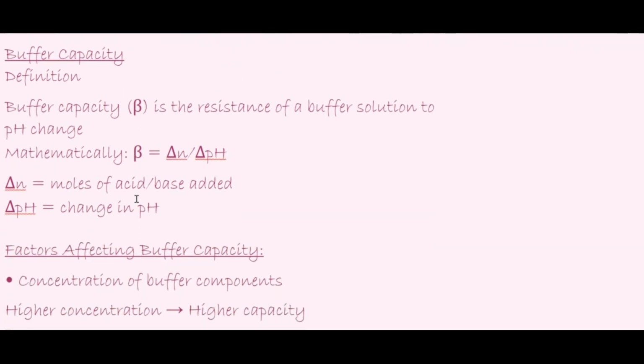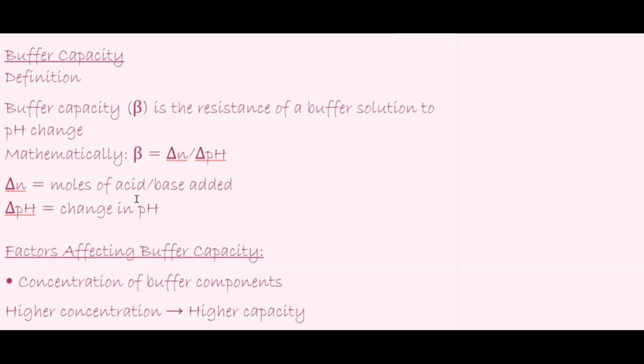Then buffer capacity. Let's say I'm having a buffer, and I'm adding acid or base. I told you the buffer will maintain its pH. However much it can resist, at one point of time it should show the real pH, right? So the resistance of the buffer is called its buffer capacity. Mathematically, it can be expressed as delta n by delta pH, where delta pH is the change in pH and delta n is the moles of acid or base added. How much you are adding, and what is the change that is showing?